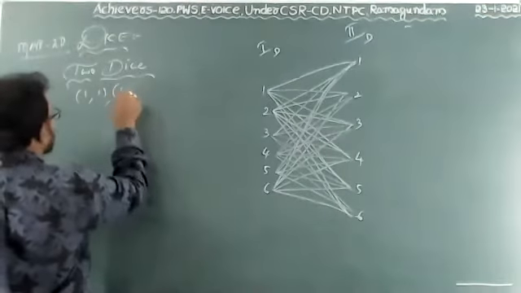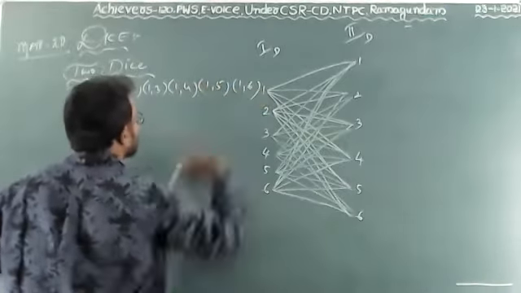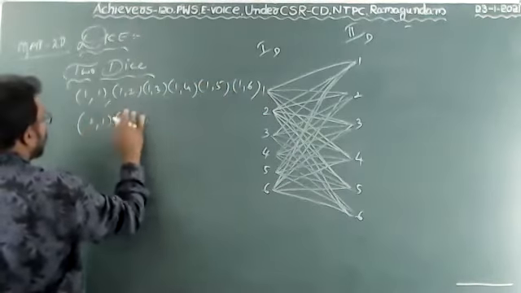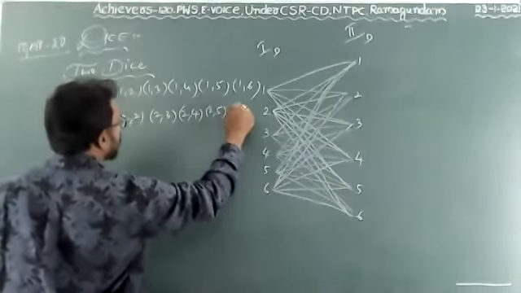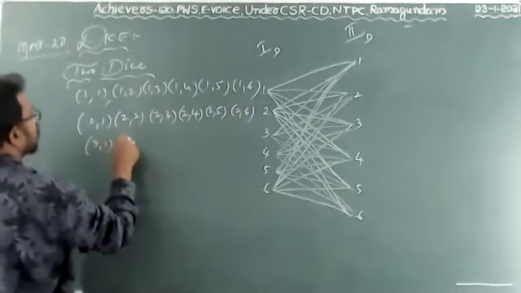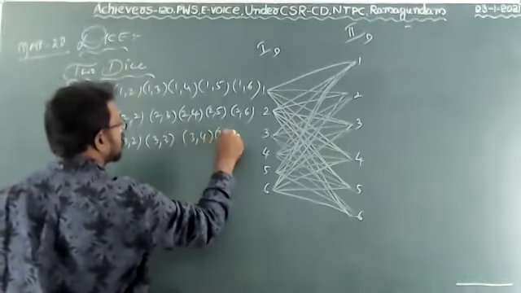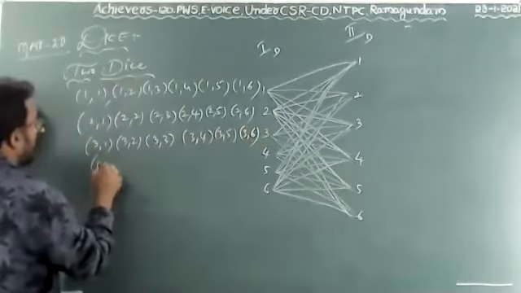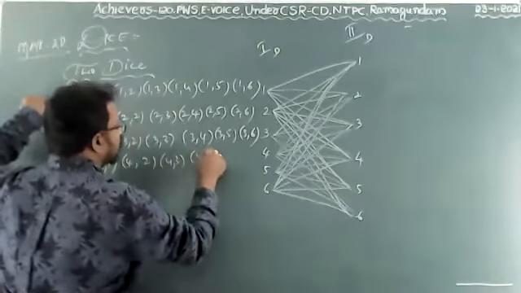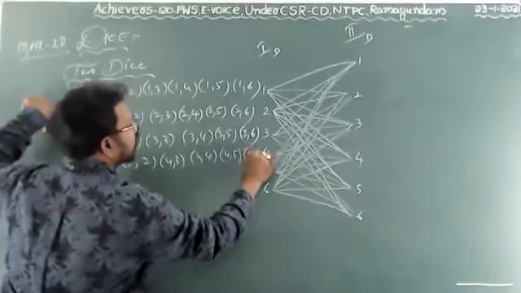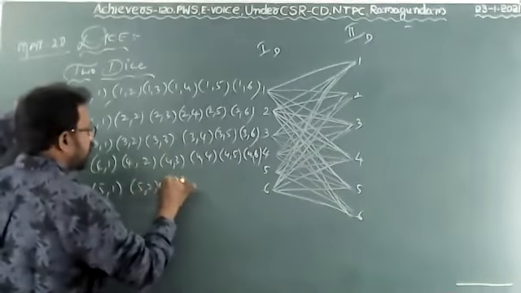1, 1. Next, 1, 2. Next, 1, 3. 1, 4. 1, 5. 1, 6. Next, 2, 1. 2, 2. 2, 3. 2, 4. 2, 5. 2, 6. 3, 1. 3, 6. 4, 1. 4, 2. 4, 3. 4, 4. 4, 5. 4, 6. 5, 1. 5, 2. 5, 3. 5, 4.